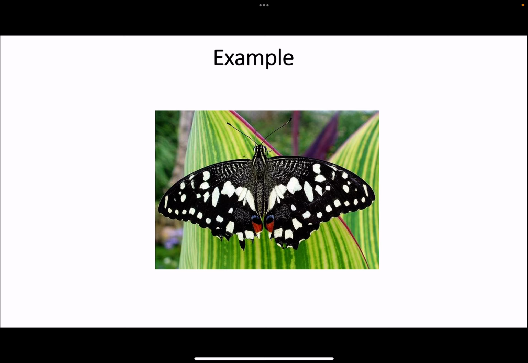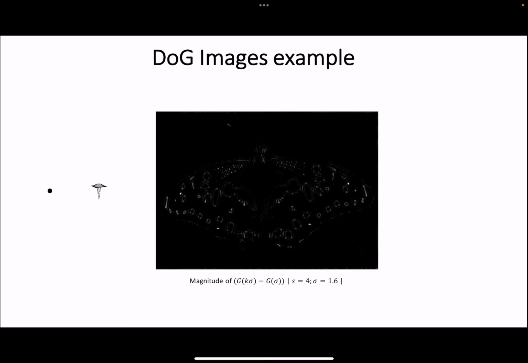Let's see an example. This is the visualized DOG, difference of Gaussian images. Once you apply a Gaussian filter to an image, it becomes a little bit blurry. Here we have K sigma and sigma, which means we apply Gaussian filters with different standard deviations. Let me clarify what different standard deviation means.